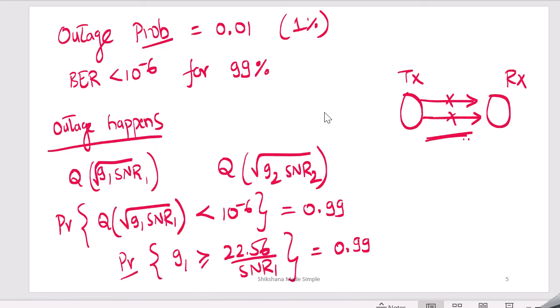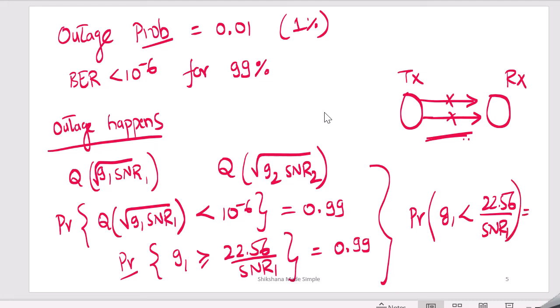But since this is a probability, if we want to convert this into the outage probability, then how does the equation look like? The equation would look like the probability of G1 less than 22.56 divided by SNR1 is equal to 0.01. Correct. So this is the negation of the outage probability.